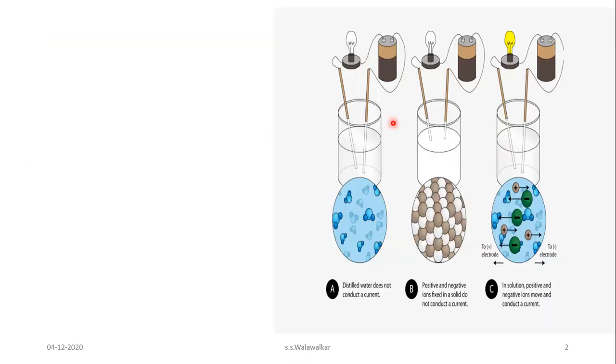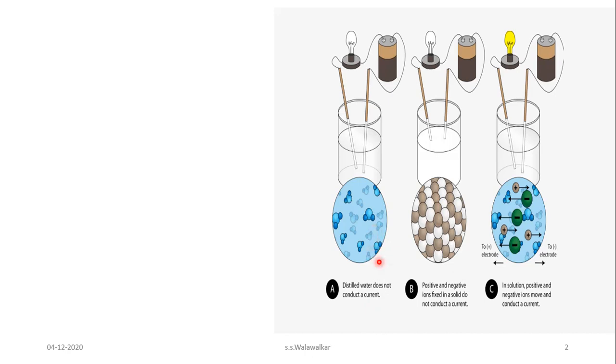Now you know that water is a poor conductor of electricity, because water dissociates to a very little extent, and therefore it conducts less electricity, because the number of ions present in one unit volume of the solution is very less, and ions are responsible for the electrolytic conductance. So water is a poor conductor of electricity, so distilled water does not conduct a current.